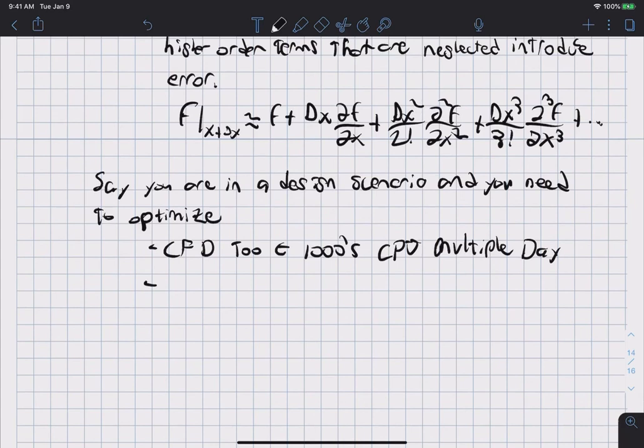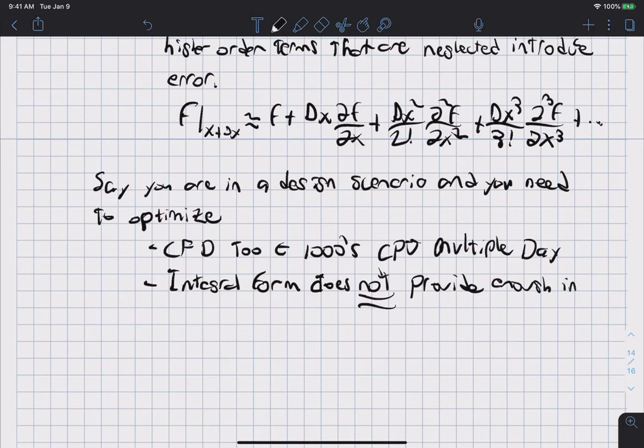However, sometimes in these optimization scenarios, the integral form, just drawing a giant control volume around the whole object that you're trying to optimize, does not provide enough information. Okay, so essentially CFD has TMI, or too much information sometimes, and hence it's too expensive.